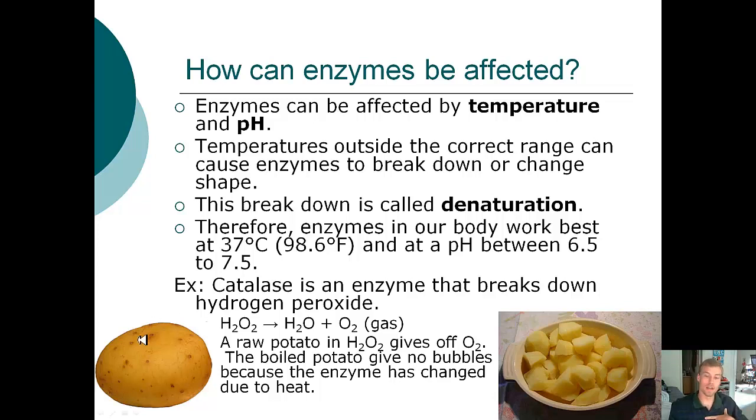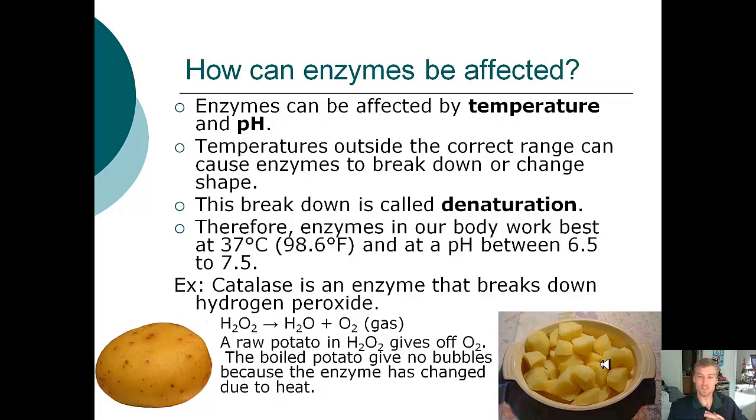And so an example would be H2O2, hydrogen peroxide. Catalase is in potatoes. So if you put hydrogen peroxide on the potato, it's going to start bubbling and giving off oxygen gas, and then there's water left over. That's going to be because it's raw. It hasn't been denatured. But if you boil a potato, then it denatures the enzyme, and the potato is not going to cause the bubbling.